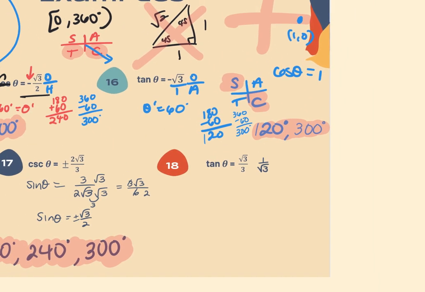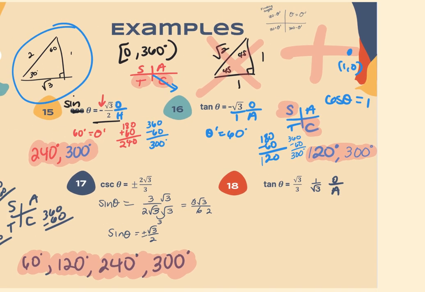So I would go to my angles. I would figure out which one is opposite 1 and adjacent to root 3, which is 30 degrees. This time I want it where it's positive. Where's tangent positive? First and third. Good. First, which means 30 is my answer. And third, which means I do 180 plus 30. And 210 is the other one.